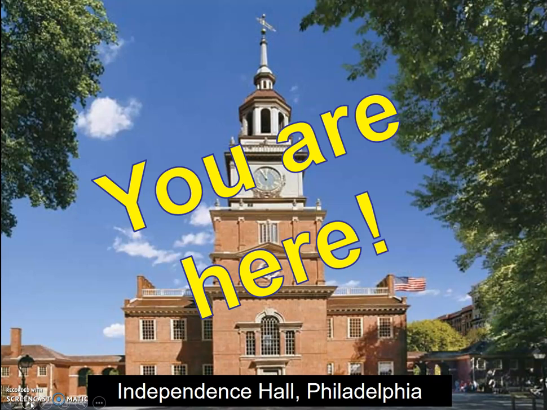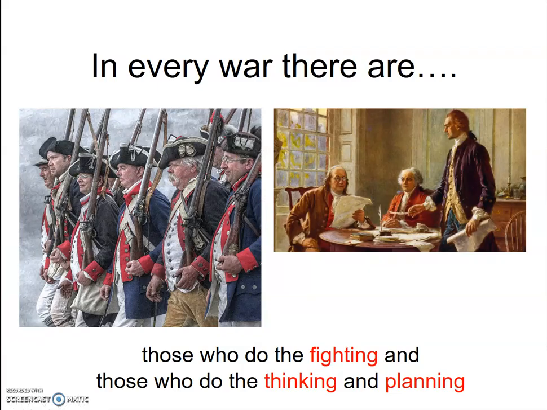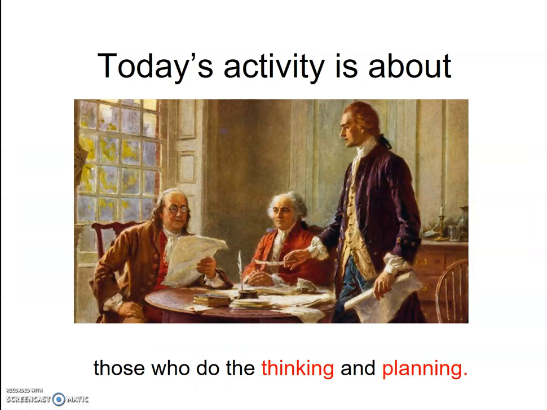Right now, you're here in Philadelphia at a building called Independence Hall. Down here in this lower left corner of the building is the room where delegates from states, or colonies, met to write the Declaration of Independence. In every war, there are those who do the fighting, like the people here on the left, and there are people like Benjamin Franklin, John Adams, Thomas Jefferson, who do the thinking about the fighting. Today's activity is about those who do the thinking and the planning.